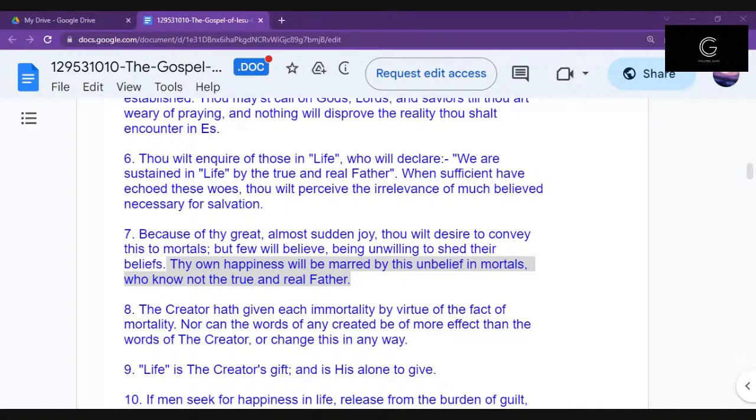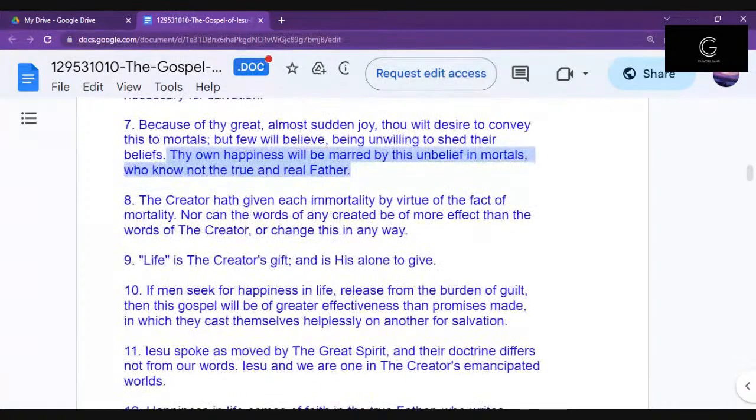The Creator hath given each immortality by virtue of the fact of mortality. Damn. Bars. Hold on. What? What did he say? Hold on. The Creator hath given each immortality by virtue of the fact of mortality. Bars.